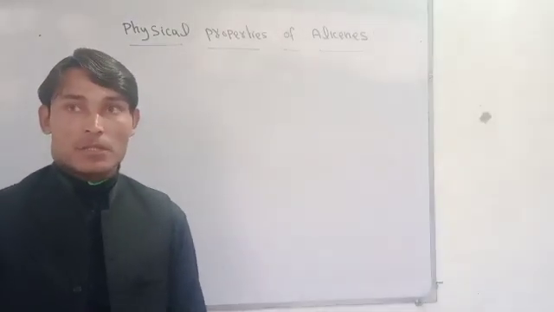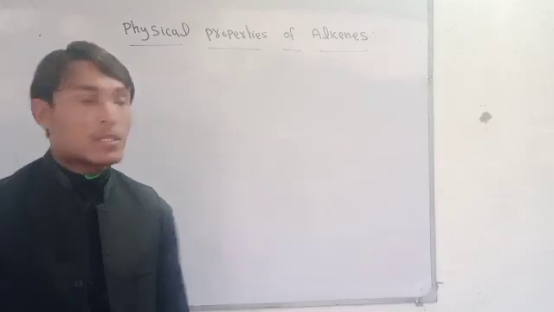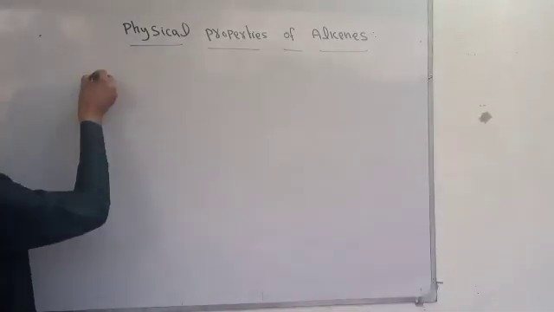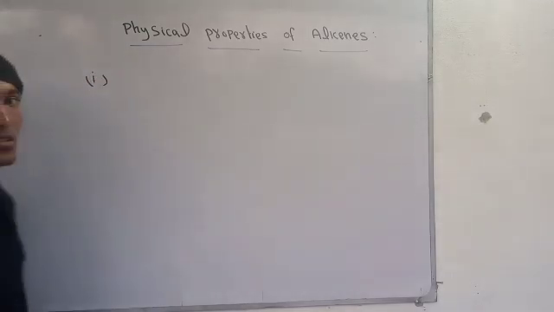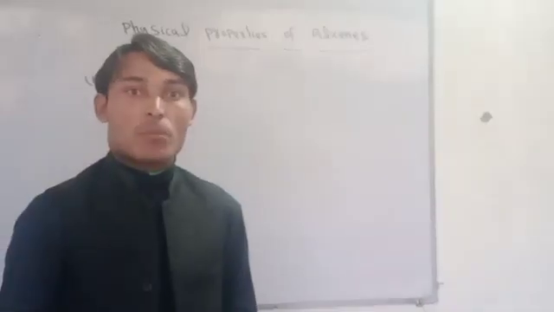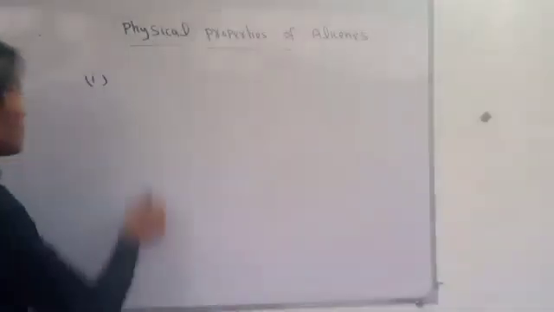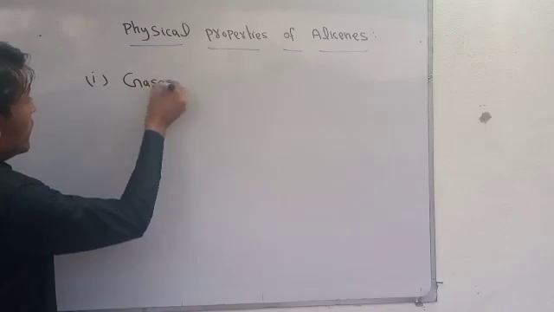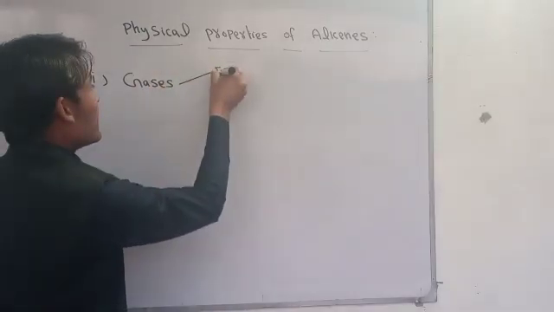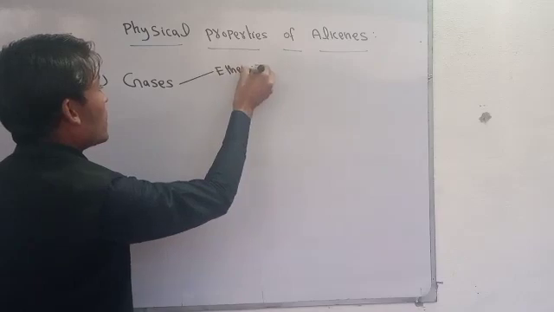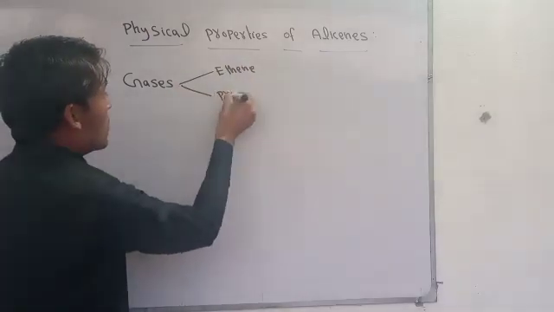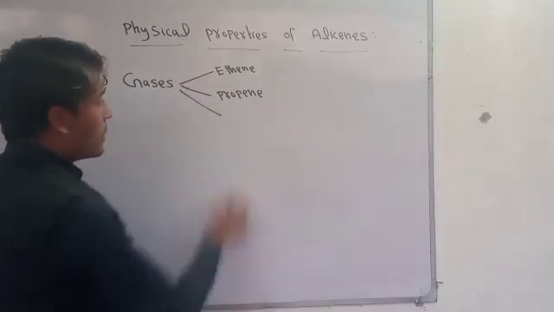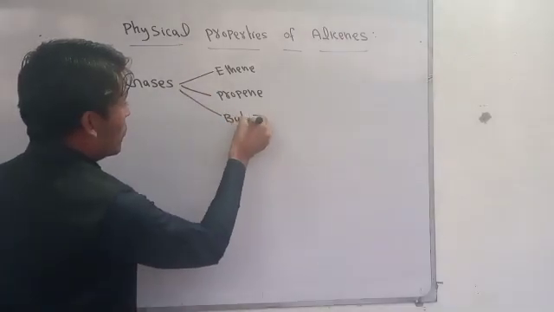This is Ansar Ahmad. In this video, I'm going to talk about the physical properties of alkenes. The first property is that the first three alkenes are in the form of gases. The first one is called ethene, the next one is called propene, and the next one is called butene.